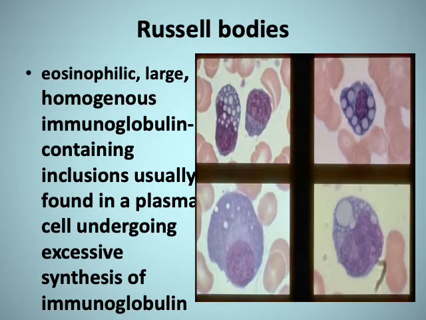These are the Russell bodies, eosinophilic large homogeneous immunoglobulin-containing inclusions usually found in a plasma cell undergoing excessive synthesis of immunoglobulins.